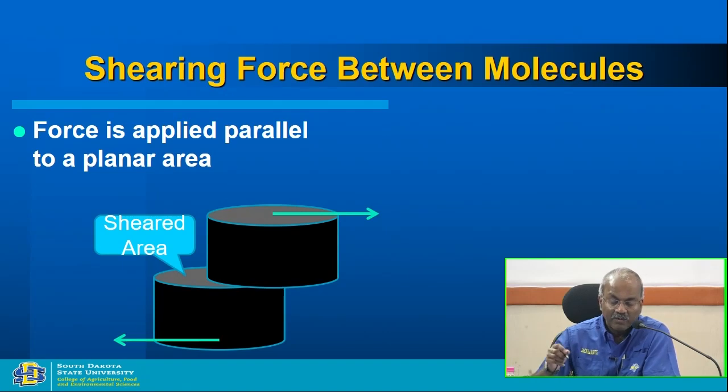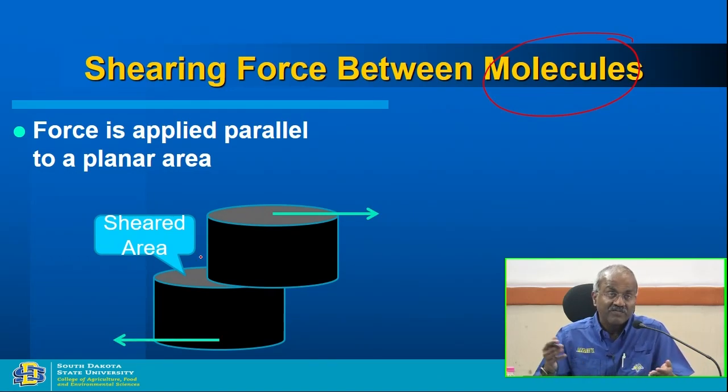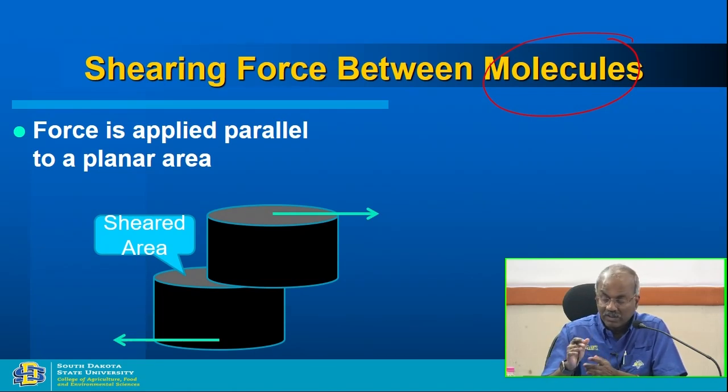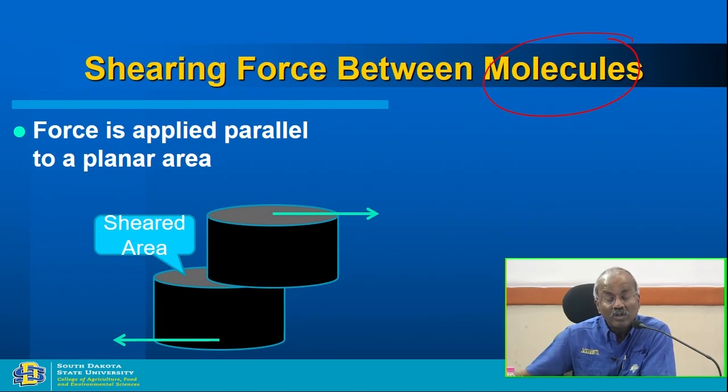Okay, we talked about molecules, shearing between the molecules. So what happens? There are two molecules, they are going to shear past each other, and this is the sheared area, and that is what viscosity is all about. When they flow past each other, you are going to measure the resistance to flow, and you are going to calculate the viscosity based upon that information.